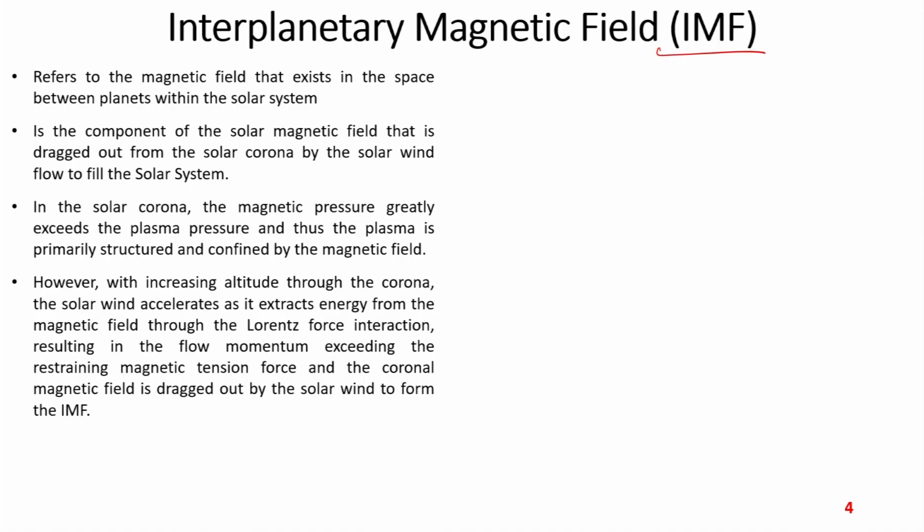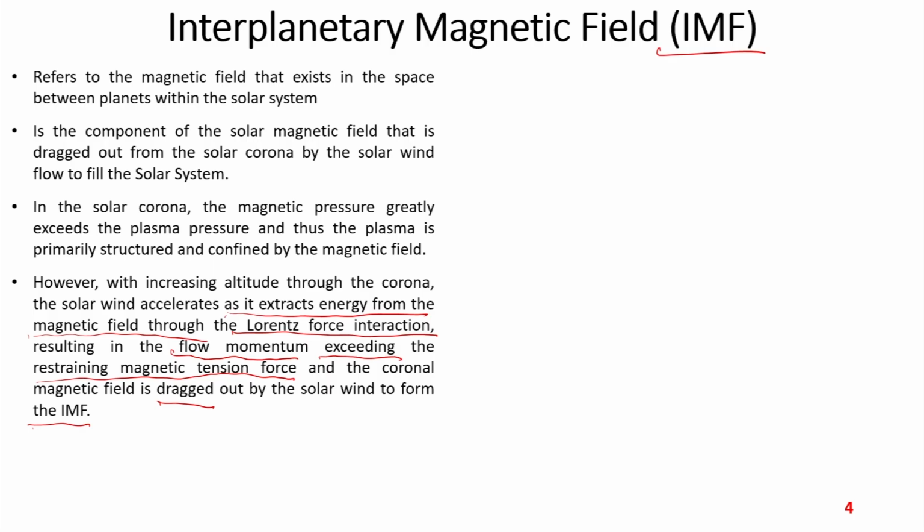But here, when the altitude through the corona increases, the solar wind accelerates. How does it get accelerated? Because it extracts energy from the magnetic field through the Lorentz force interaction. Because of this, the flow momentum exceeds the restraining magnetic tension force, and as a result the magnetic field is dragged out by the solar wind to form the IMF. So, this is one aspect.